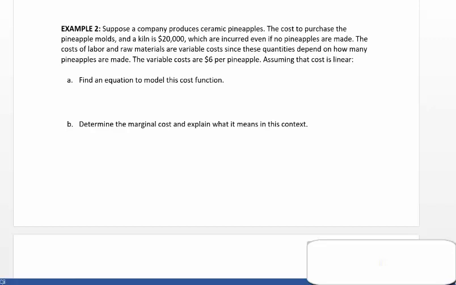So this idea that this is going to happen as a cost even if we don't produce anything, these are the key words that are talking about fixed costs. So this $20,000 is a fixed cost. Okay. The cost of labor and raw materials are variable costs since these quantities depend on how many pineapples are made, right? So the amount of work that you need to do and the amount of raw materials you need to buy depends on if you're making 1 ceramic pineapple or 1,000 ceramic pineapples. The variable costs are $6 per pineapple.